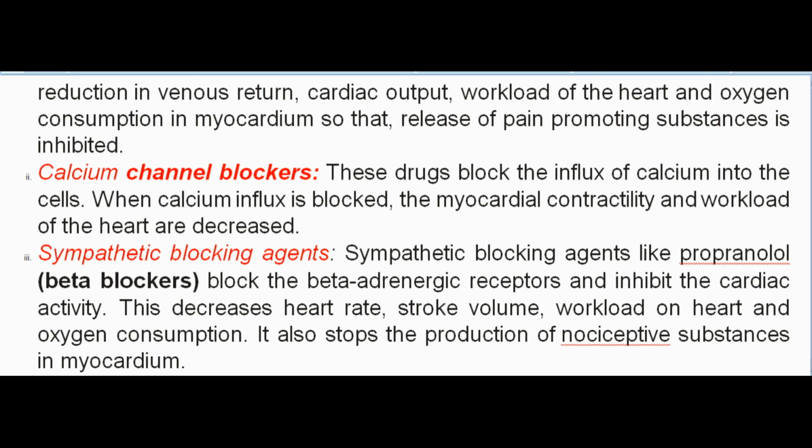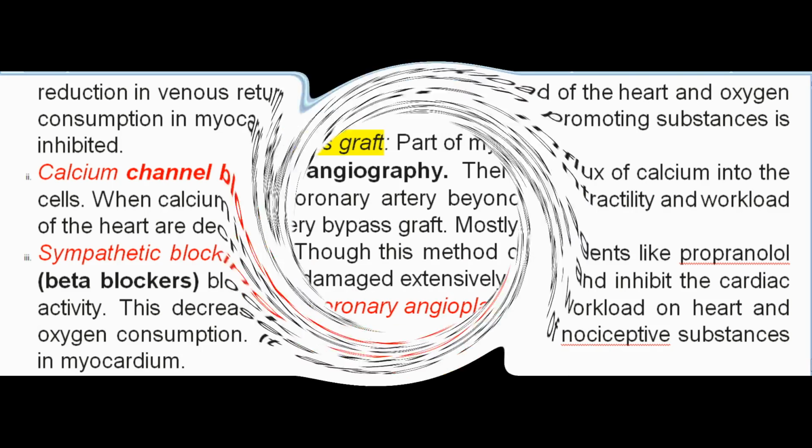Calcium channel blockers. These drugs block the influx of calcium into the cells. When calcium influx is blocked, the myocardial contractility and workload of the heart are decreased. Sympathetic blocking agents. Sympathetic blocking agents like propranolol, beta blockers, block the beta-adrenergic receptors and inhibit the cardiac activity. This decreases heart rate, stroke volume, workload on heart and oxygen consumption. It also stops the production of nociceptive substances in myocardium.